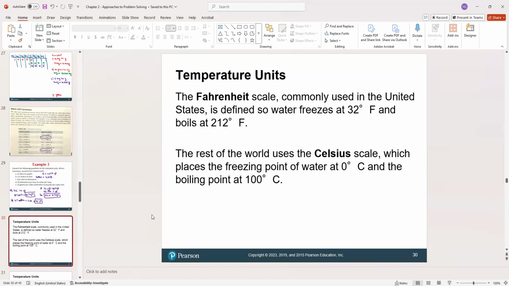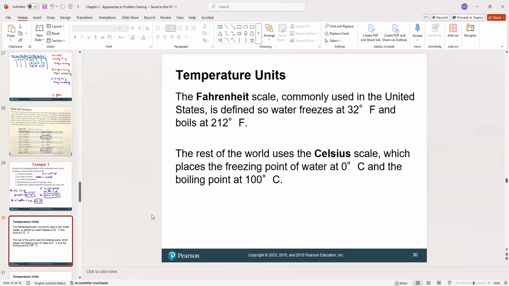As I'm speaking about temperature units, it's extremely important to know this if you're planning on traveling elsewhere. All right? It's really, really important. That's another important set of standardized units that we use to measure temperature. There are three temperature scales that are commonly used. The first one is the Fahrenheit scale, commonly used in the US. It is defined so that water freezes at 32 degrees Fahrenheit and boils at 212 degrees Fahrenheit.